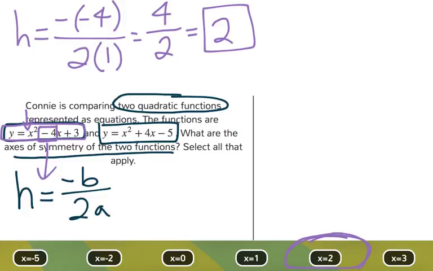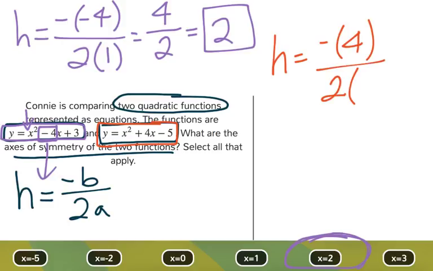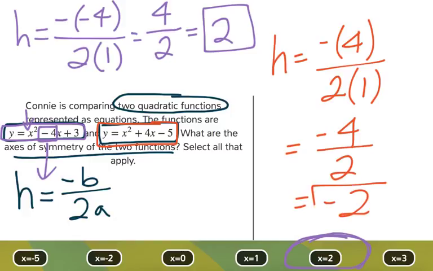And then the second version of that, h equals, I'm pulling from this equation now, negative b in this case would be positive 4. And the bottom, 2 times a, is 1. Again, no number in front of the x squared. Let's simplify that. Negative 4 over 2 it looks like, which just gives me negative 2. So my other axis of symmetry is x equals negative 2.